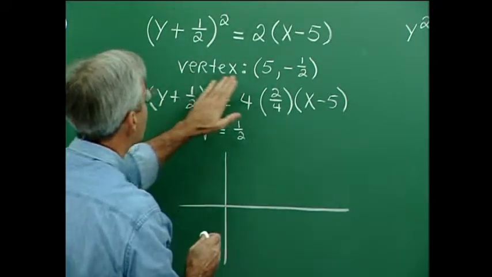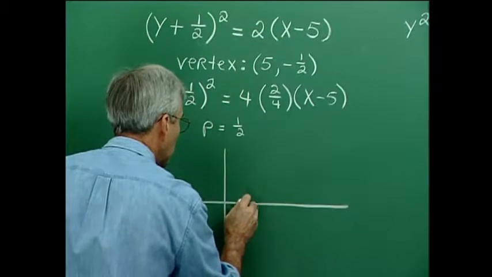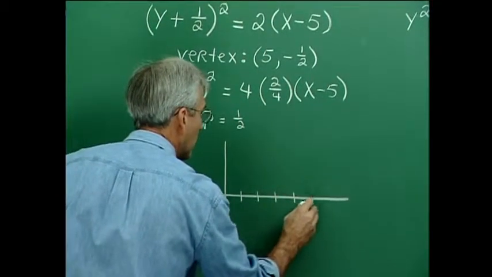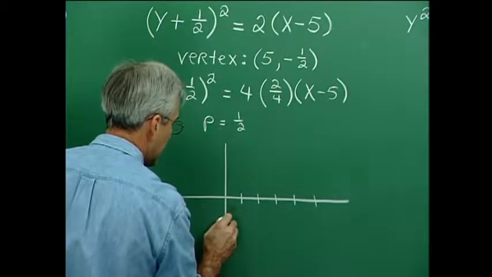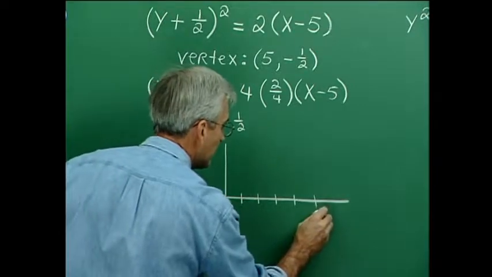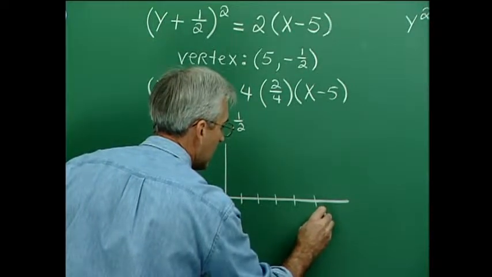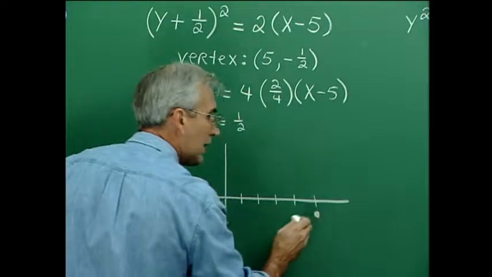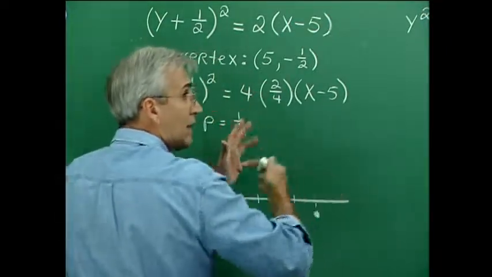let's see. Vertex at 5, negative 1/2. 1, 2, 3, 4, 5. This is negative 1, so negative 1/2 puts us right here. All right, now, which way are we opening? There's the vertex, but do we open left, right, up, or down?